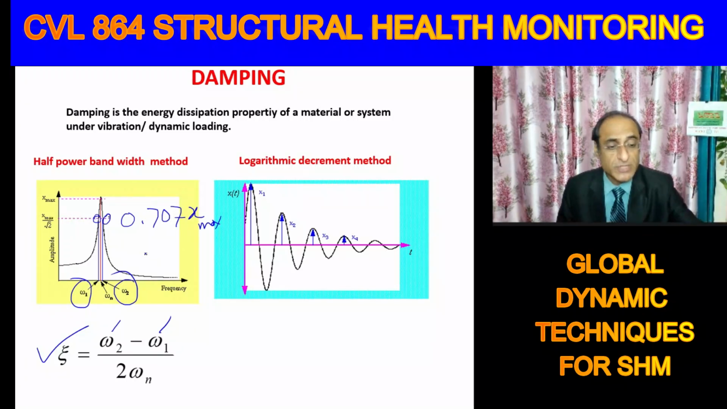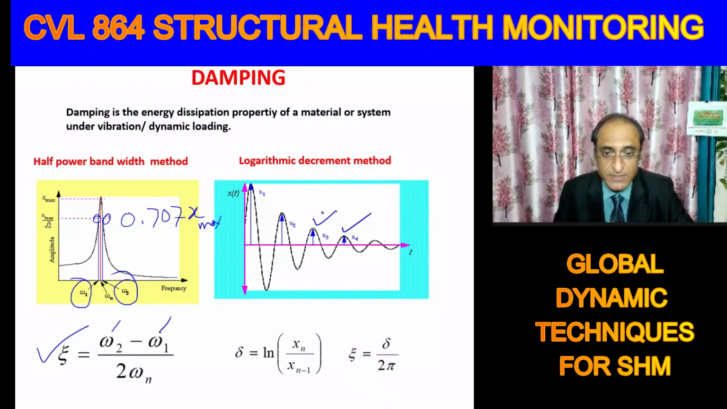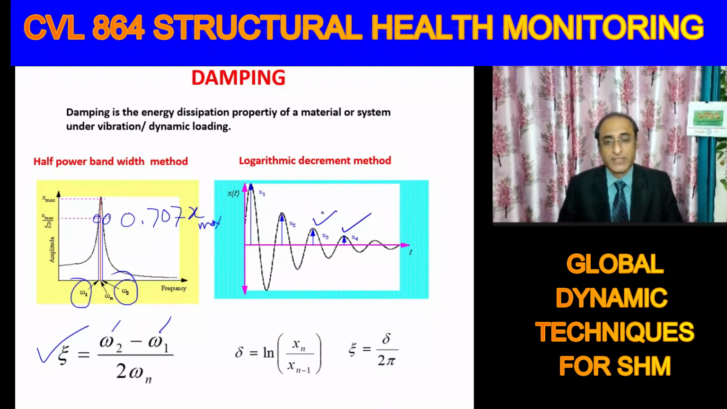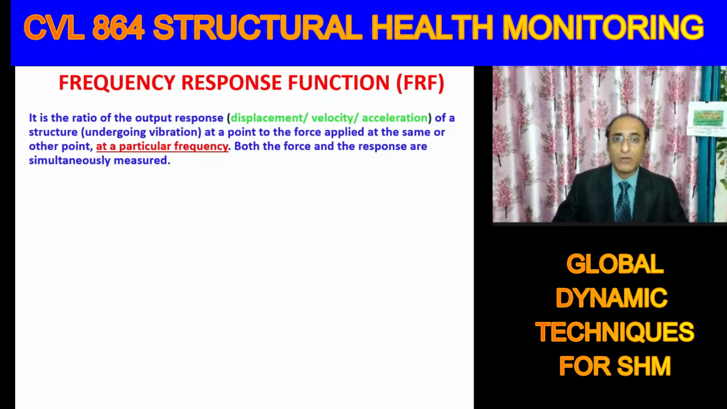The other way is to use the logarithmic decay plot. All we have to do is make use of two consecutive peaks, and from these you can obtain the damping ratio the way it is illustrated here. These things you have already learned in your structural dynamics course, so I have kept them brief for recapitulation purposes only. Now I will define another term called frequency response function, but before that, if you have any doubt, just raise your hand. No doubt, so let me define frequency response function.